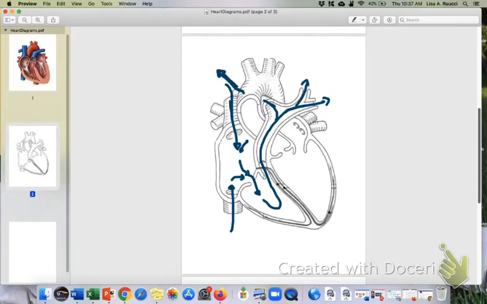All right, so it's going to go to the lungs. In the lungs, remember, we're going to branch off into smaller and smaller arterioles and then capillaries, and then it's going to be picking up oxygen. So it's going to go to the lungs, and it's going to pick up the oxygen. So then it's going to come back as oxygenated blood.